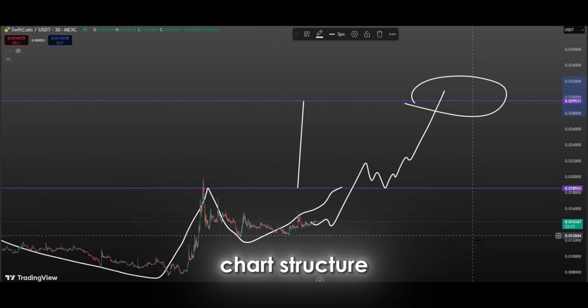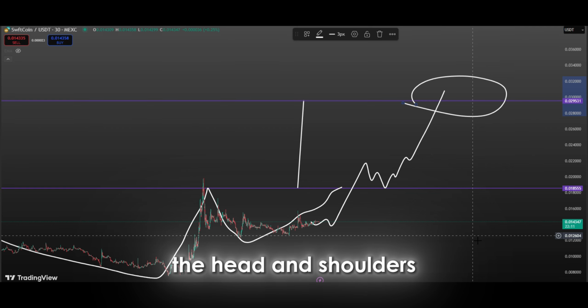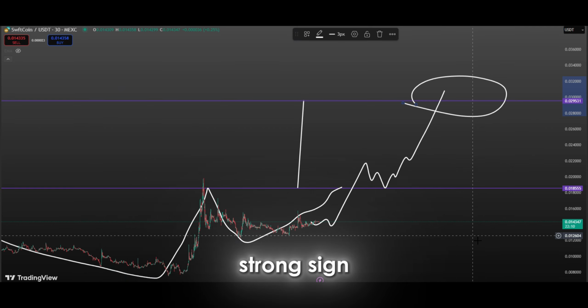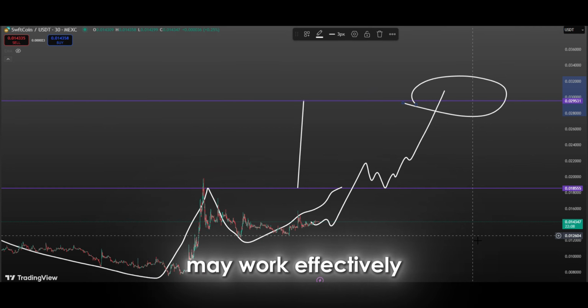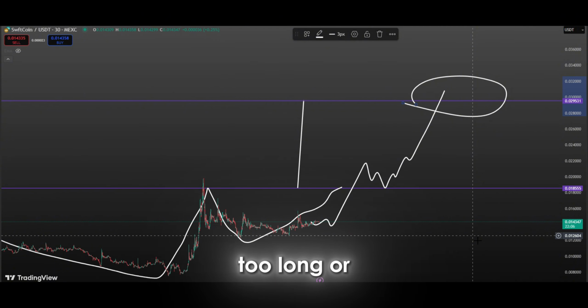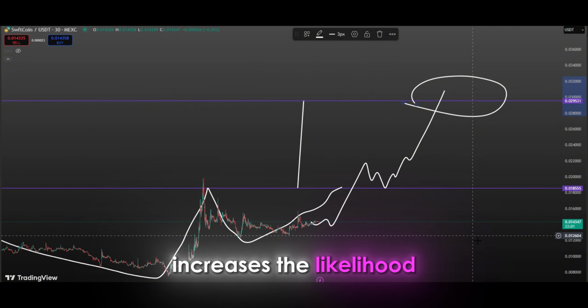In the current chart structure, the proportions between the head and shoulders appear quite balanced. This is a strong sign that the pattern may work effectively, because in some cases, if one of the shoulders is too long or too short, the reliability of the pattern can decrease. But here, the balanced structure increases the likelihood of a successful breakout.